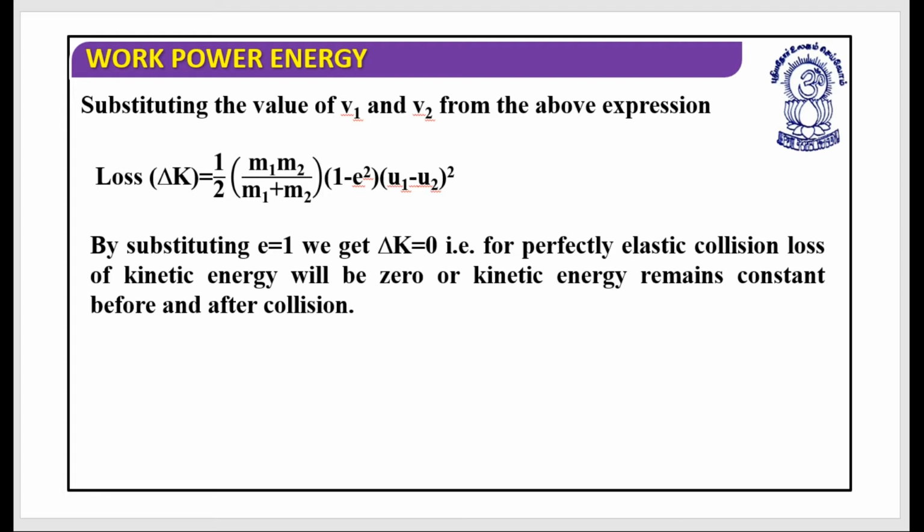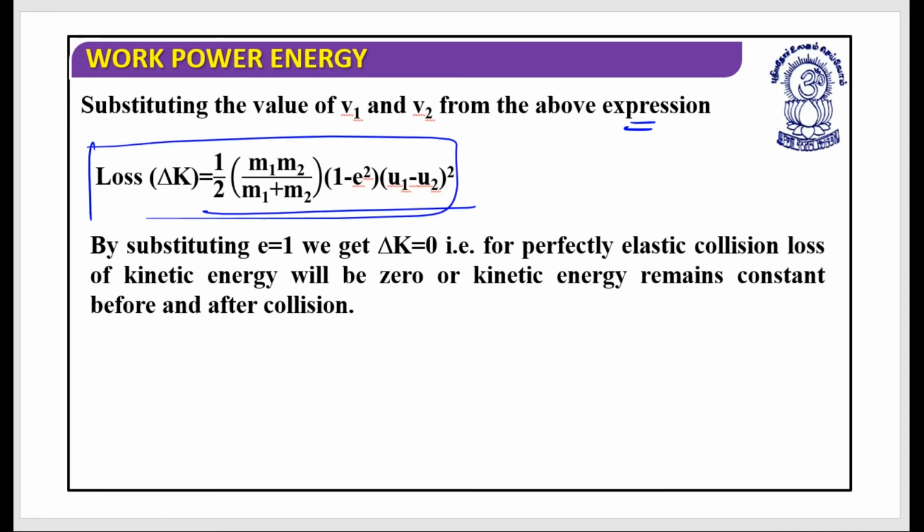Even we can solve this by substituting the value of v1 and v2 from the above expression. This could be written as a very long formula. The loss would be equal to half m1 m2 upon m1 plus m2 into 1 minus e square into (u1 minus u2) whole square. So rather than remembering it, just go for the conceptual approach.